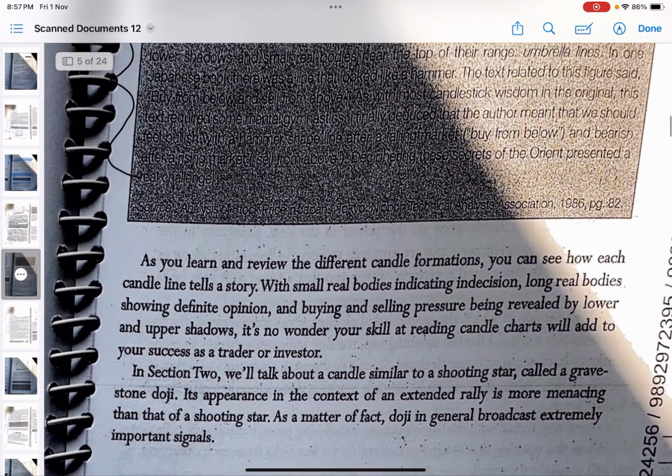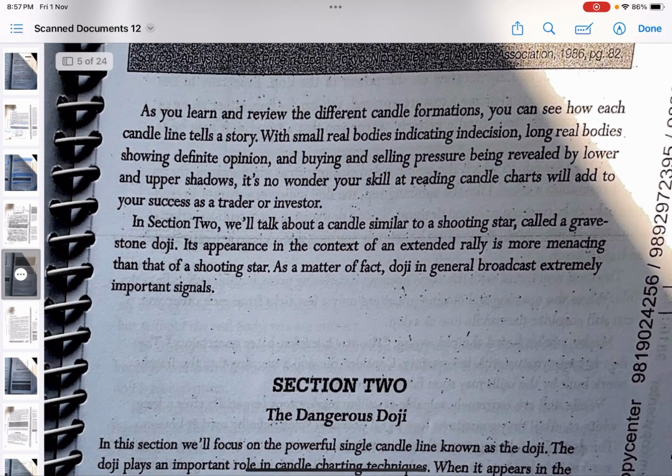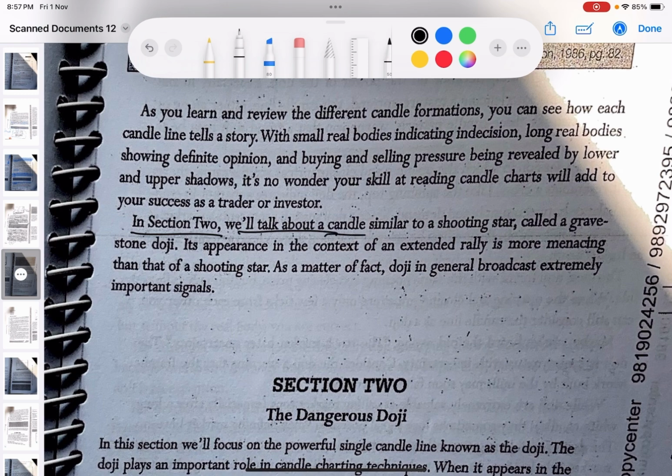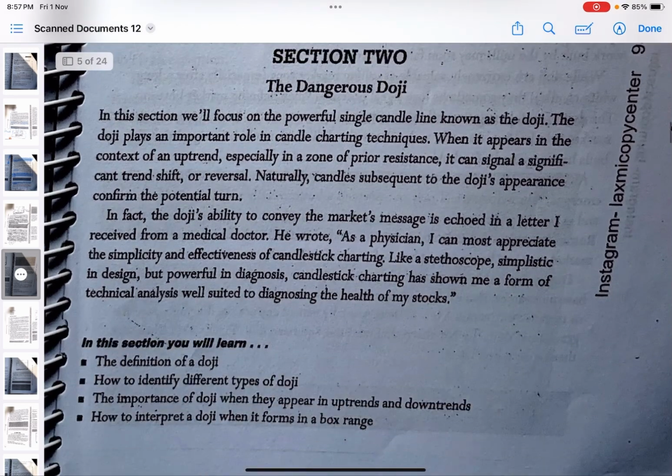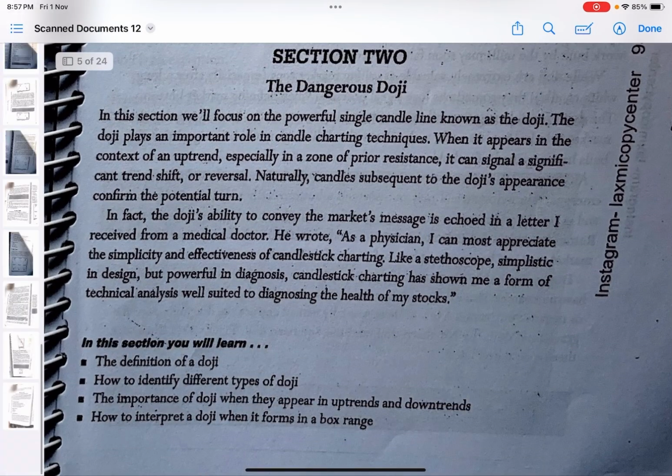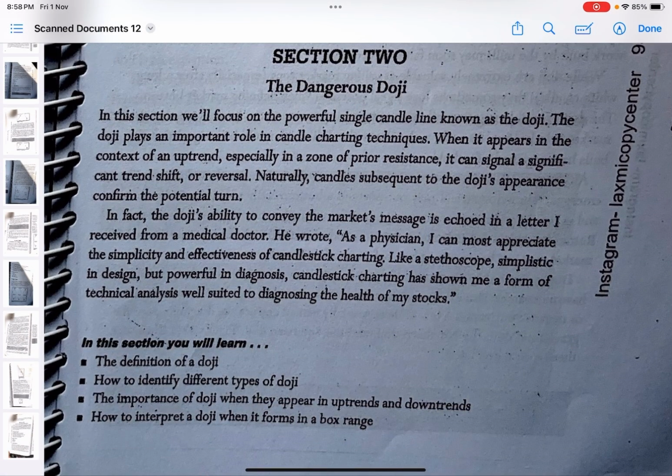As you learn to review the different candle formations, you can see how each candle line tells a story, with small real bodies indicating indecision and long real bodies showing definite opinion. So you need to learn and try to read the candlesticks. In section 2, we'll talk about a candle similar to a shooting star called a gravestone doji. The reason why I'm not going into the detail of these concepts is because you've already done that in CMT level 1, so I'm assuming you know this.